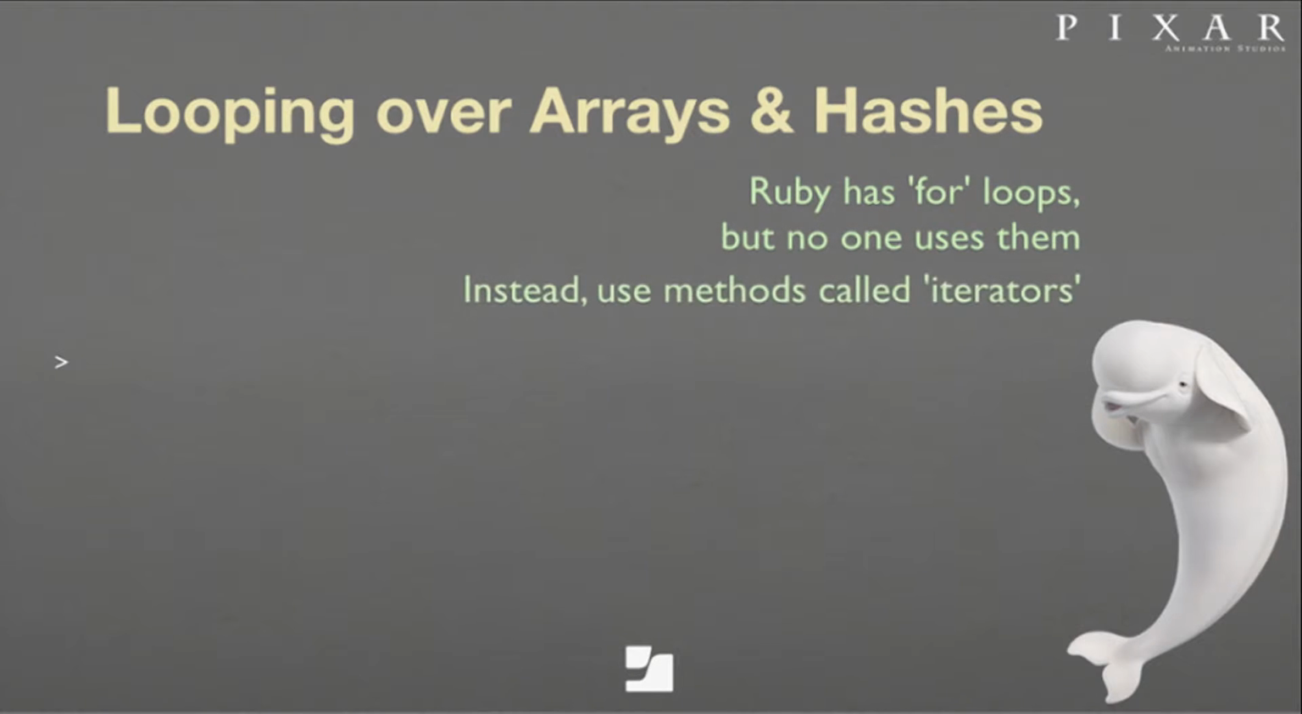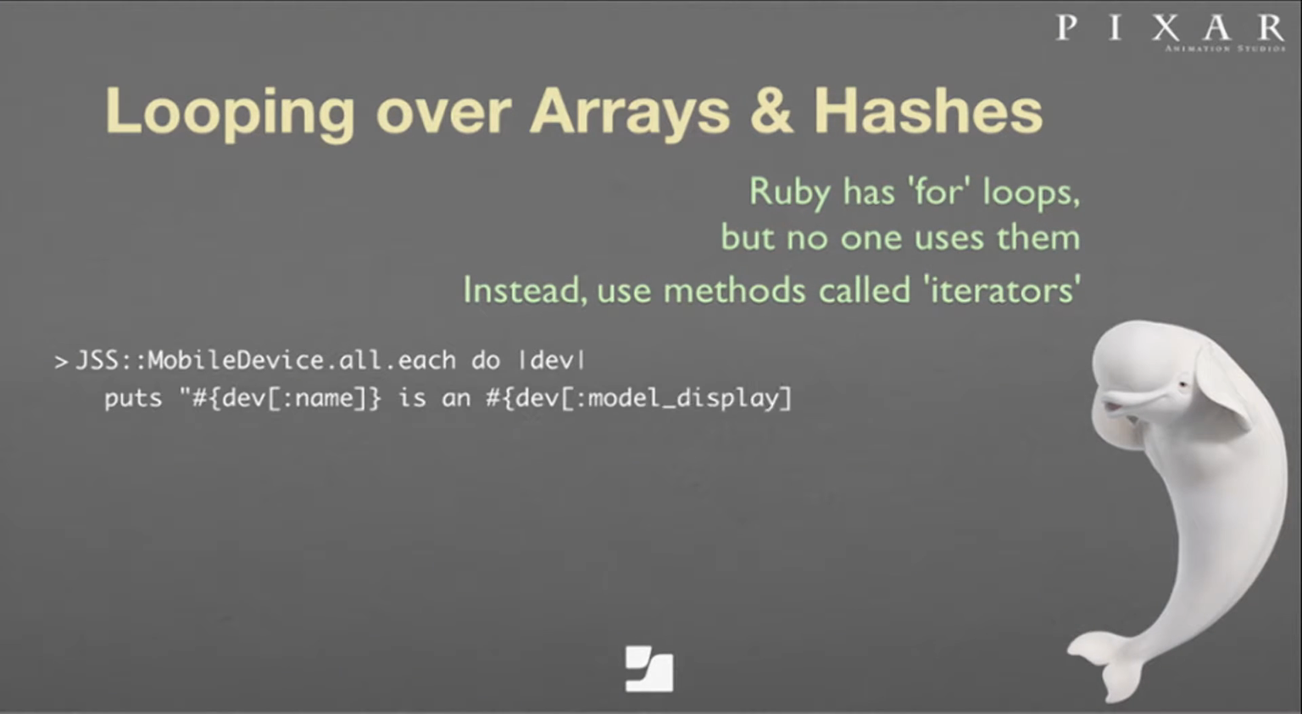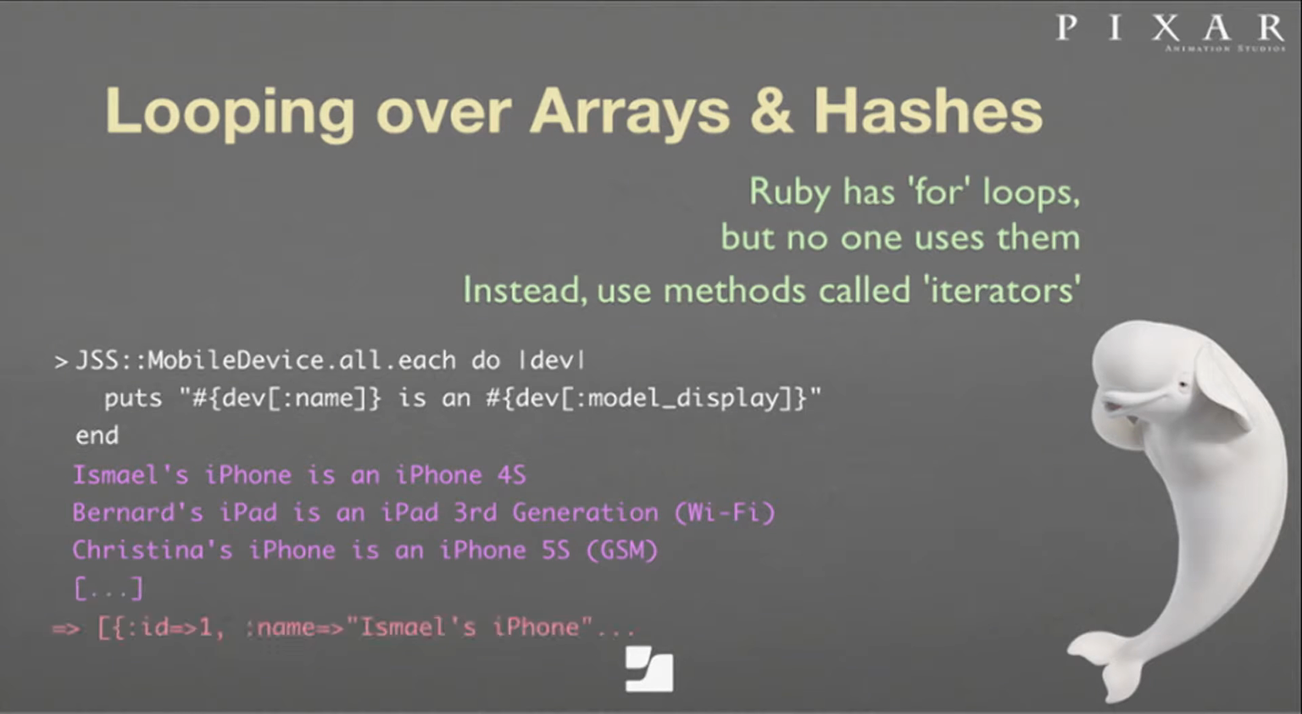Looping over arrays and hashes. This is a very common thing, especially if you're going to retrieve the names of all the computers and start looping through them to do something. Ruby does have for loops. No one uses them. Do not use them. They're kind of a holdover from other languages. We have these better things called iterators. Here's an example of an iterator, and we're going to go deeper into it shortly. This is looping through all the mobile devices, and it's just spitting out some information about them, and you should be able to write this and get that output if you've got your JSS connection. You'll see this again in a minute. I'll wait until you finish typing. You're fine. Okay.